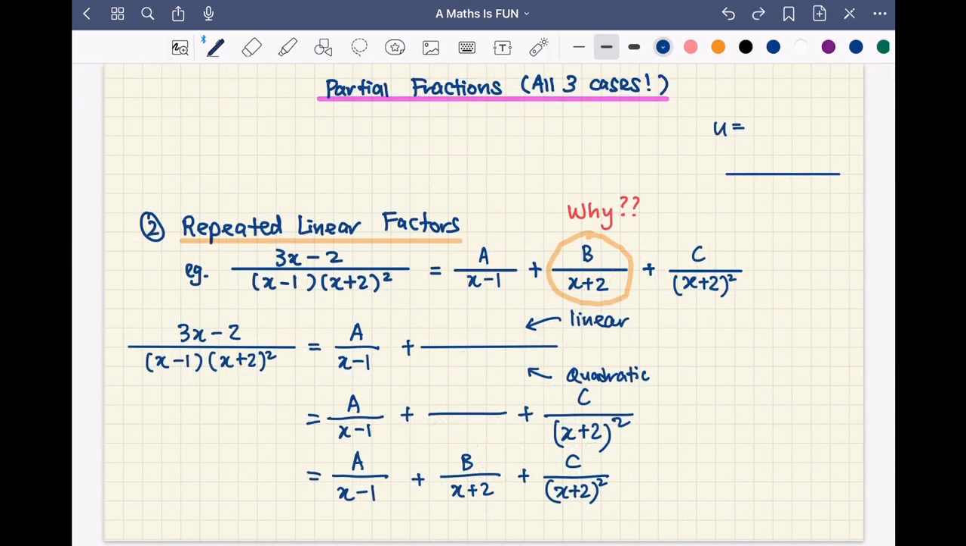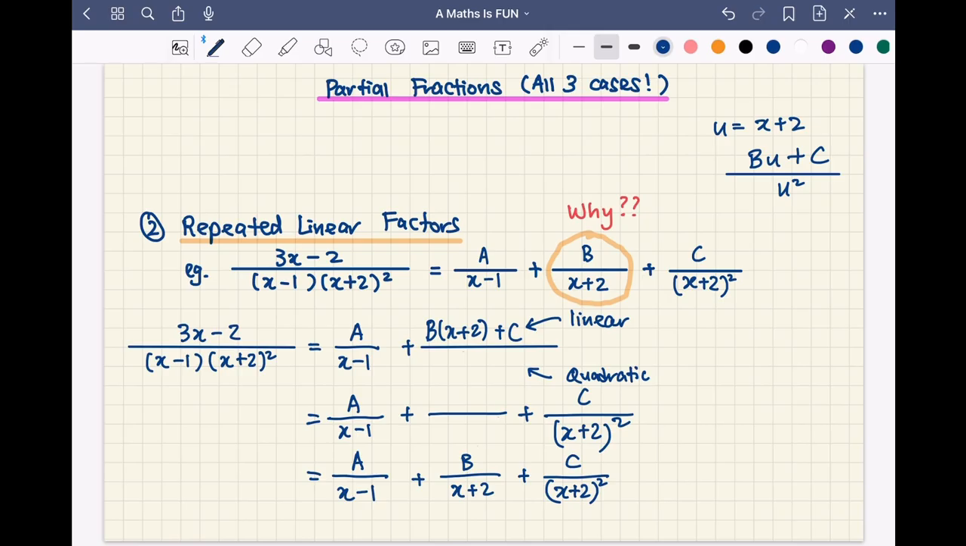All right, let's look at why there is an additional B over x plus 2 for the case of repeated linear factors. Right, so let's say I treat the x plus 2 as u, right? And so the denominator, (x plus 2) squared, becomes u squared. And remember that for the numerator, the highest power has to be 1 less than that of the denominator. So it will be Bu plus C. Alright, so again, replacing the u back with the x plus 2, then we will have B times (x plus 2) plus C, right?